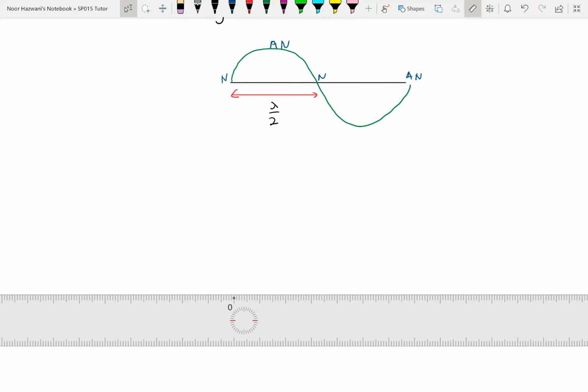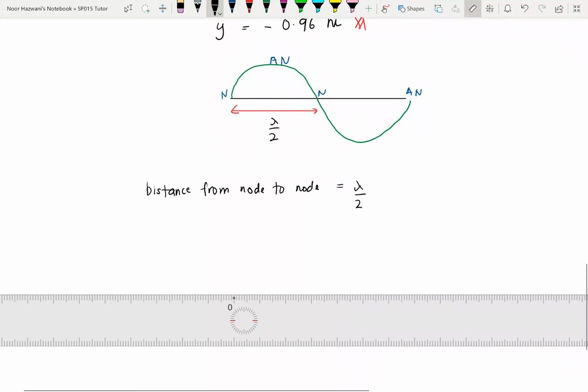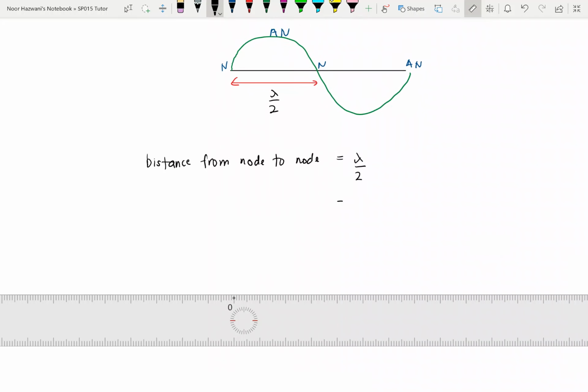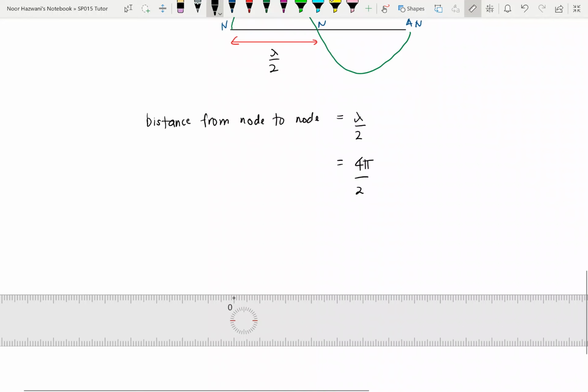Okay, so you tahu distance from nodes to node adalah equals to lambda per 2. So, you tahu tadi nilai lambda kita berapa? Kita dah kira. Okay. Which is 4 pi. So, 4 pi, you divide je dengan 2. So, you akan dapat you punya distance from nodes to nodes adalah 2 pi meter.